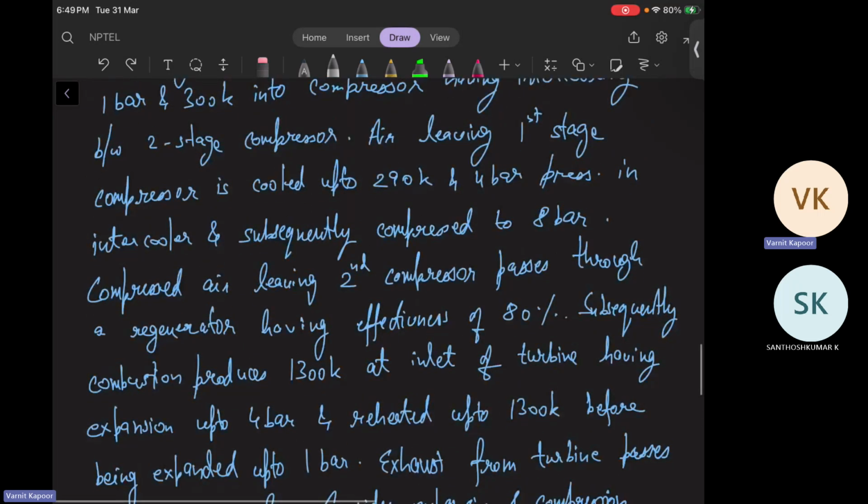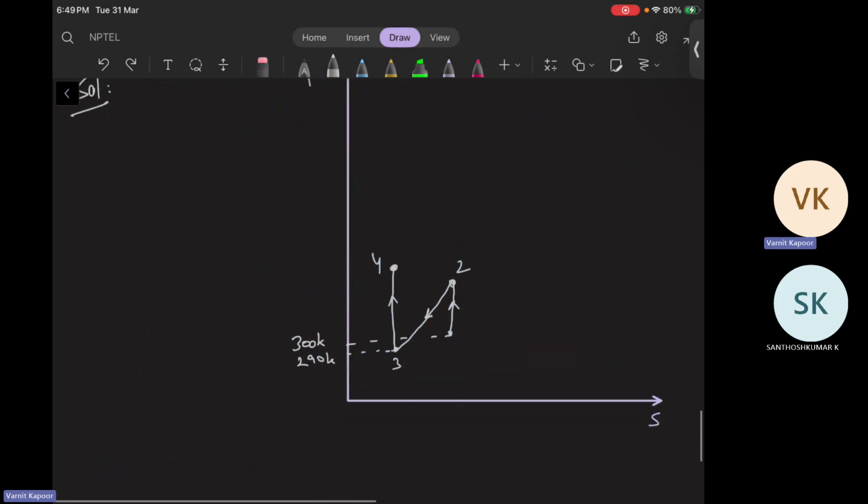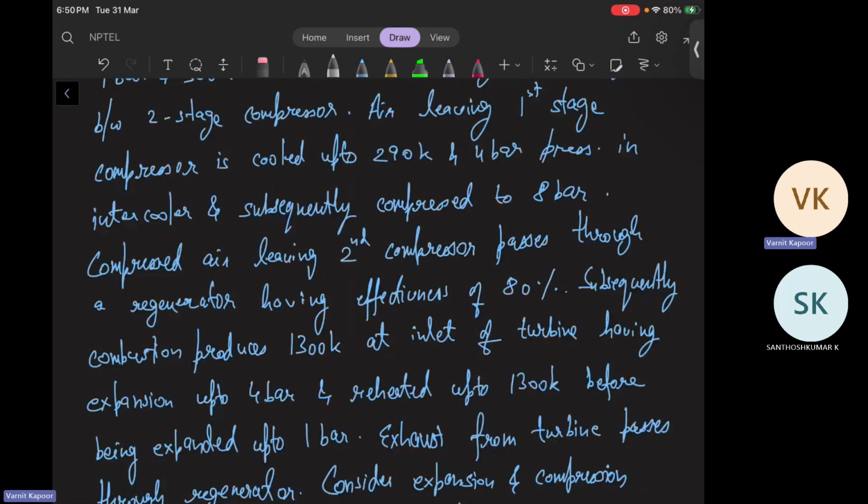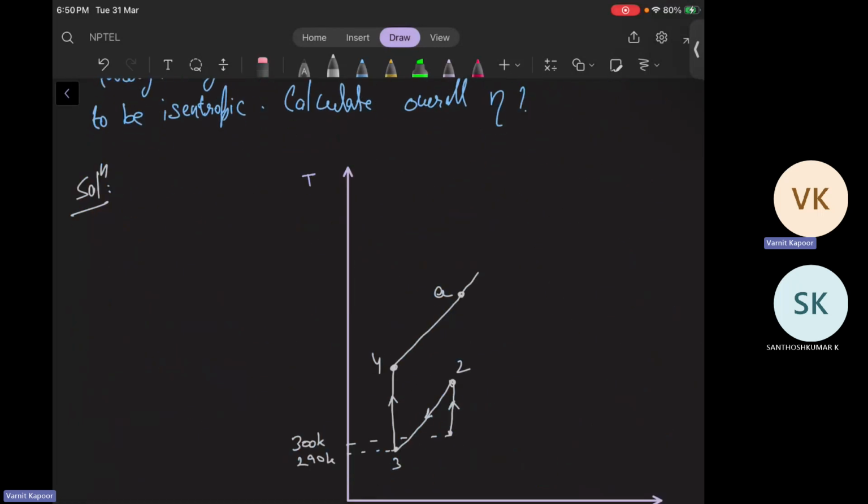Then it is said that it passes through a regenerator with 80% effectiveness. Okay, so regeneration will be there eventually. Let us say this is a point A as per the regeneration. And then it is further passed through the combustion process up to 1300 Kelvin. Okay, it reaches 1300 Kelvin here. Let us say this is stage 5 and it is 1300 Kelvin.